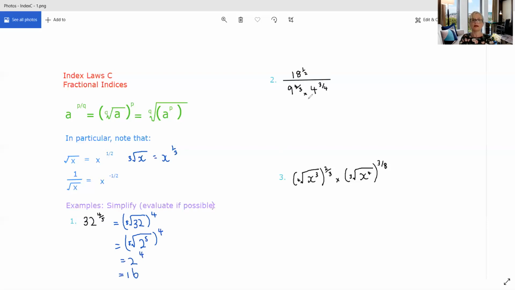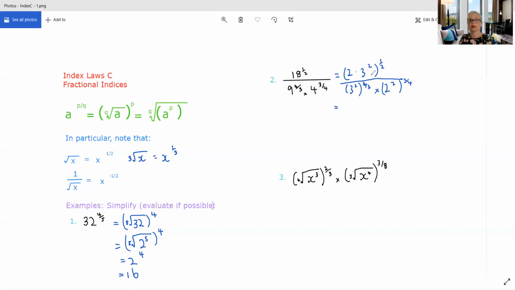When you are encountered with something like this, the best way to proceed really is to rewrite each base as powers of primes. Now, 18 is 2 by 3 squared. So we're going to have all of that to the half. 9, of course, is 3 squared. We've got that to the 4 over 3. And 4 is 2 squared.